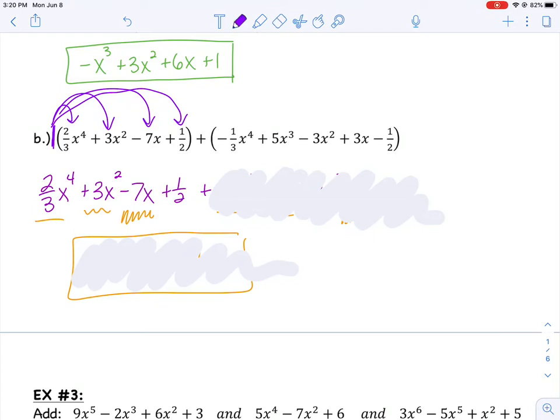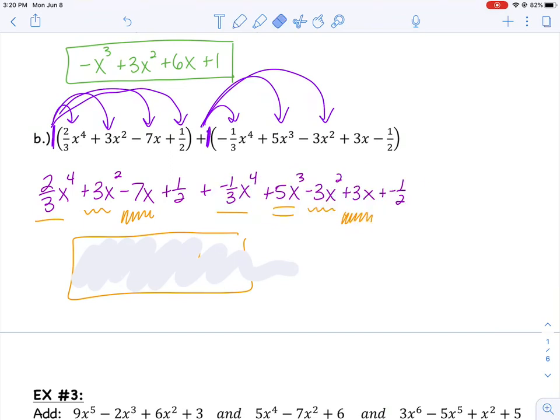I'm going to do the same thing with the second set of parentheses. What number is in front of that second set of parentheses? Yeah, positive 1, right? So 1 times negative 1/3 x to the 4th, 1 times 5x cubed, 1 times negative 3x squared, and so on. I ended up getting a plus negative 1/3, or you could just say minus 1/3 x to the 4th. I have a positive 5x cubed.